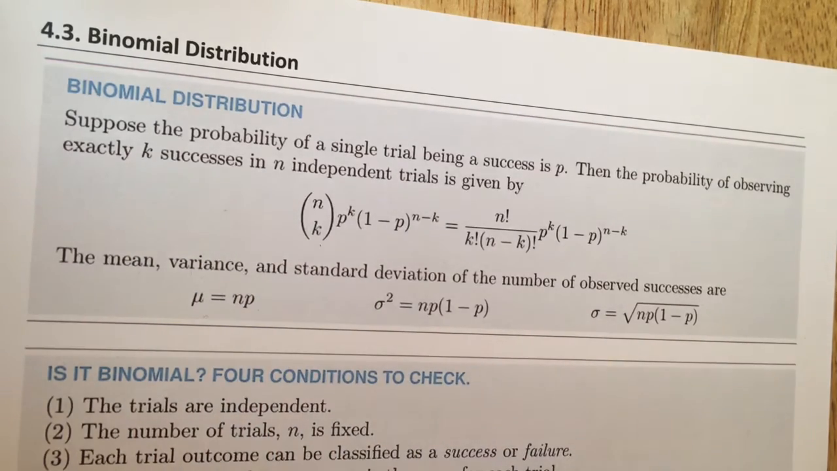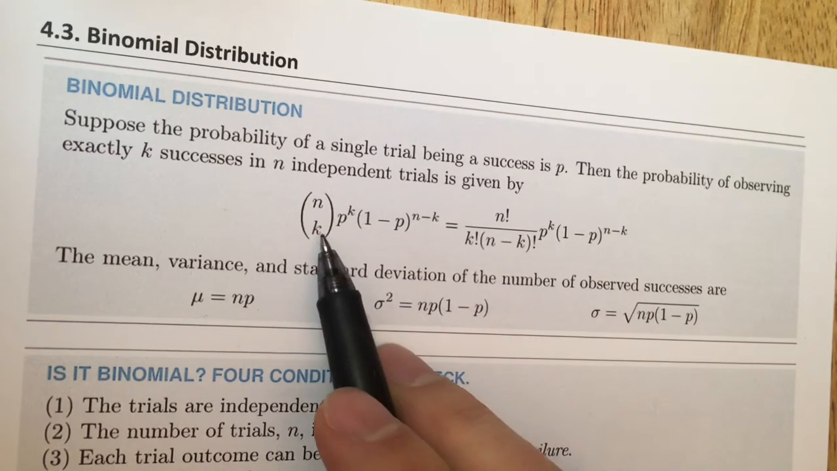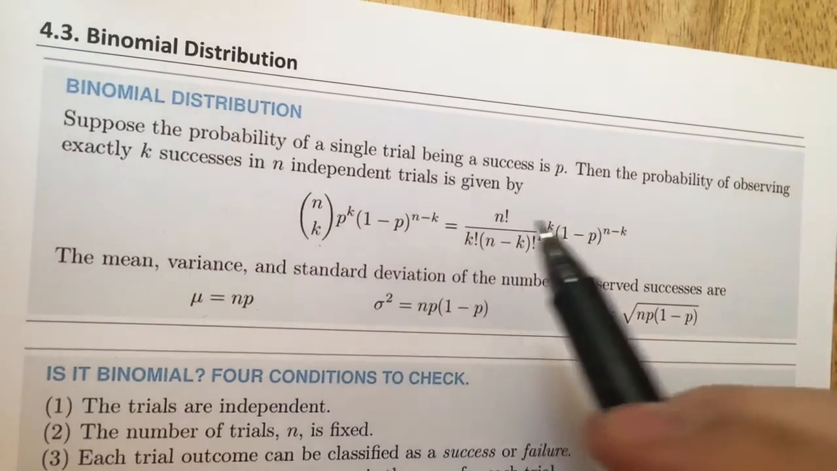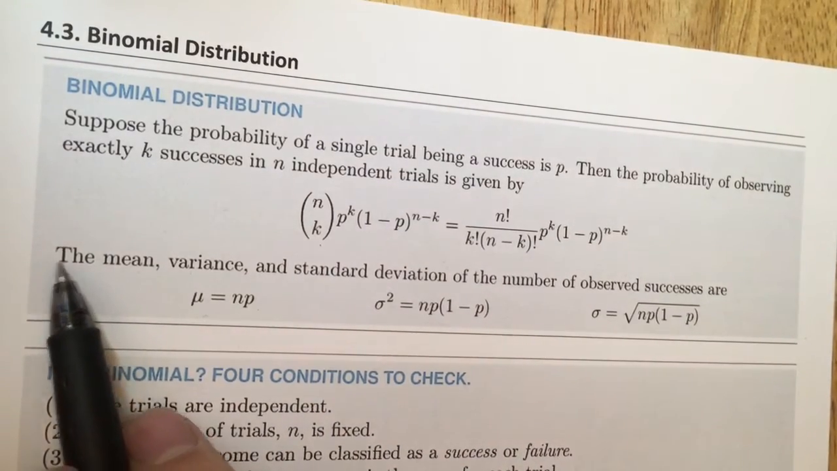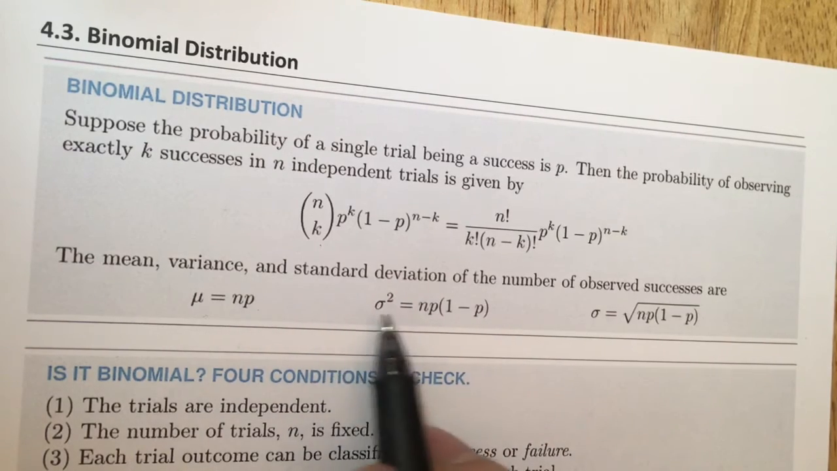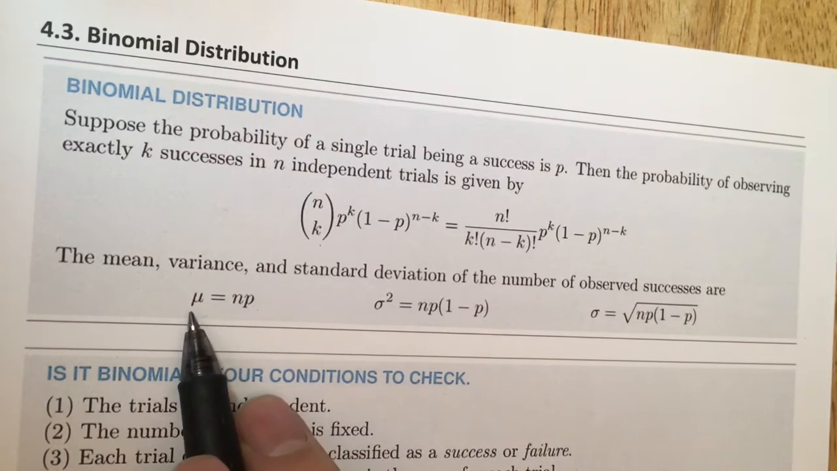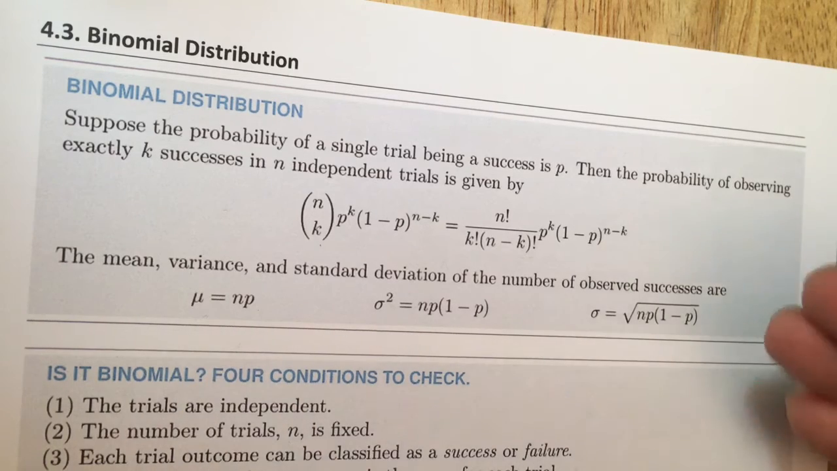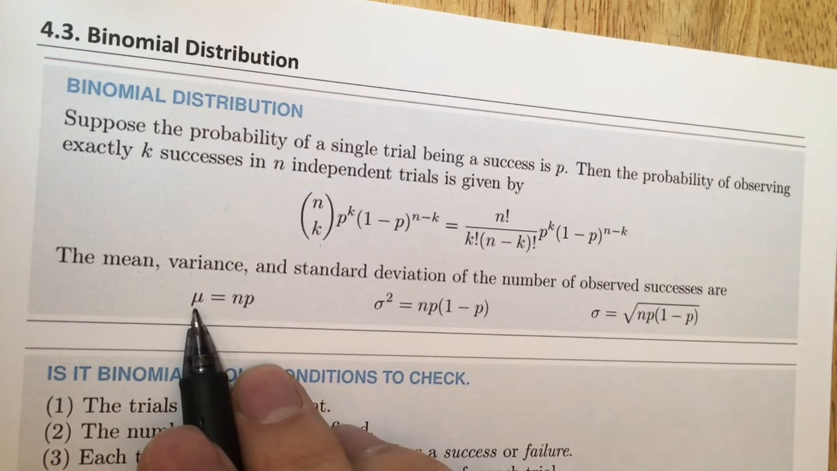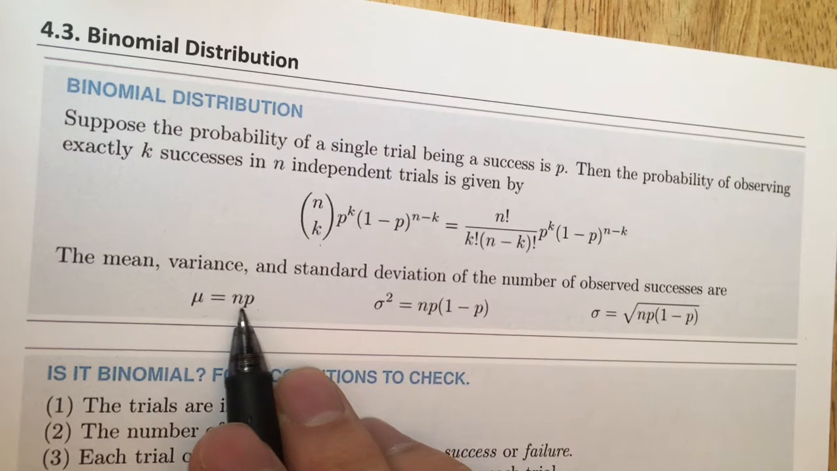So if you wanted to know the probability of getting one success, K would be 1. 2 successes, K would be 2, etc. Now they give us a little more information down here. It says the mean, variance, and standard deviation. Well, I'm not going to discuss the variance or the standard deviation, so we can ignore those, but I think the mean is important. So the mean of the binomial distribution, the expected number of successes in N trials, is given by N times P. So you take the number of trials and multiply by the probability.